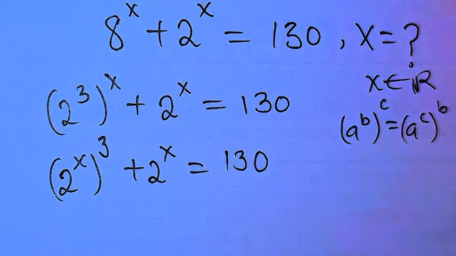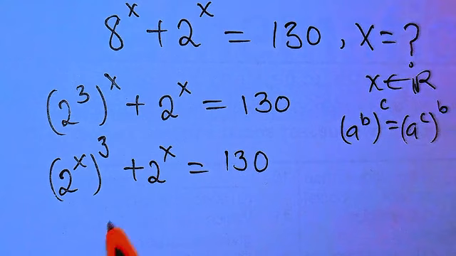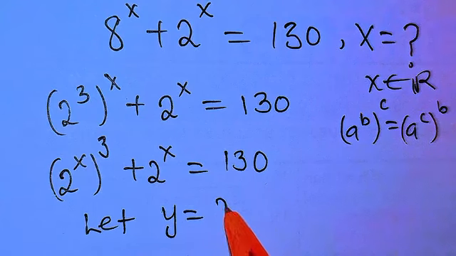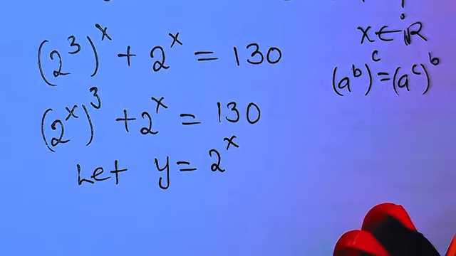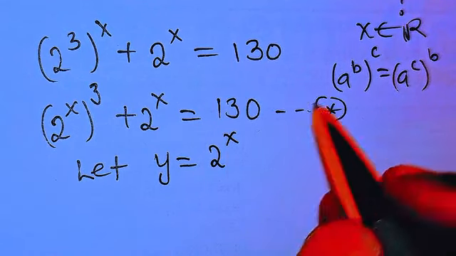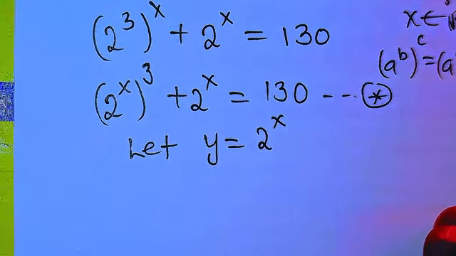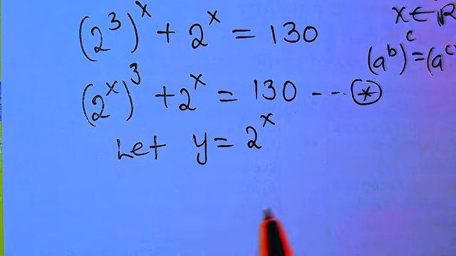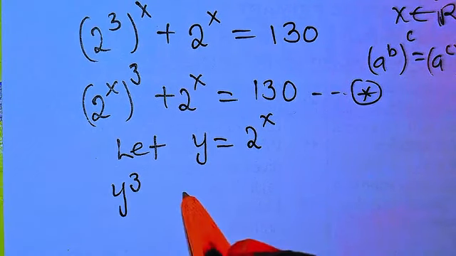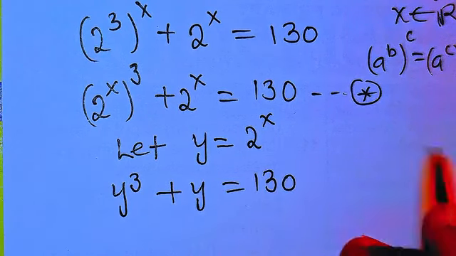So now from here, the next thing we are going to do, you can see we have 2 to the power x here, 2 to the power x here. So now let y equal 2 to the power of x. Anywhere we see 2 to the power x in this equation, we replace it by y. So we have y to the power of 3 plus y equals 130.